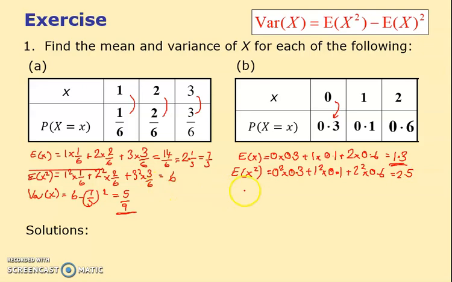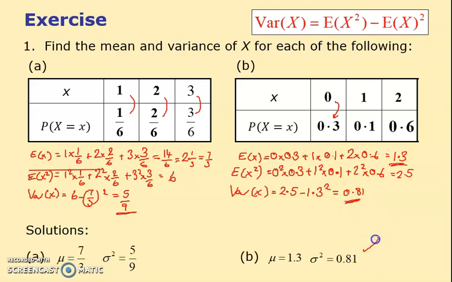Now to work out the variance, I do that 2.5 and I take away 1.3, notice I have to square it. Now 1.3 squared is 1.69. Do it properly on my calculator, I get 0.81. Good, I got 0.81. Yes, everything's perfect. We do already check that.